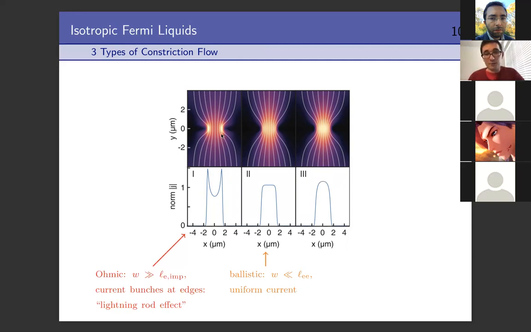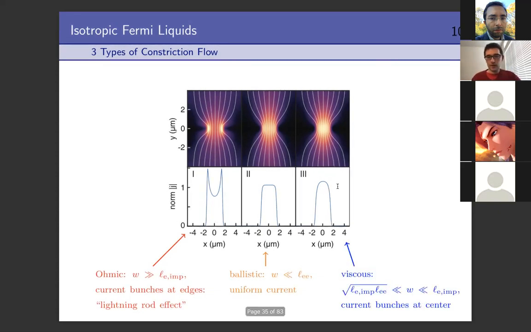Okay. And so in particular, 1 is very distinguishable from 2 and 3. So if we can image the current flow, we can really clearly discriminate where we are in the phase diagram of electron-electron versus electron-impurity scattering.